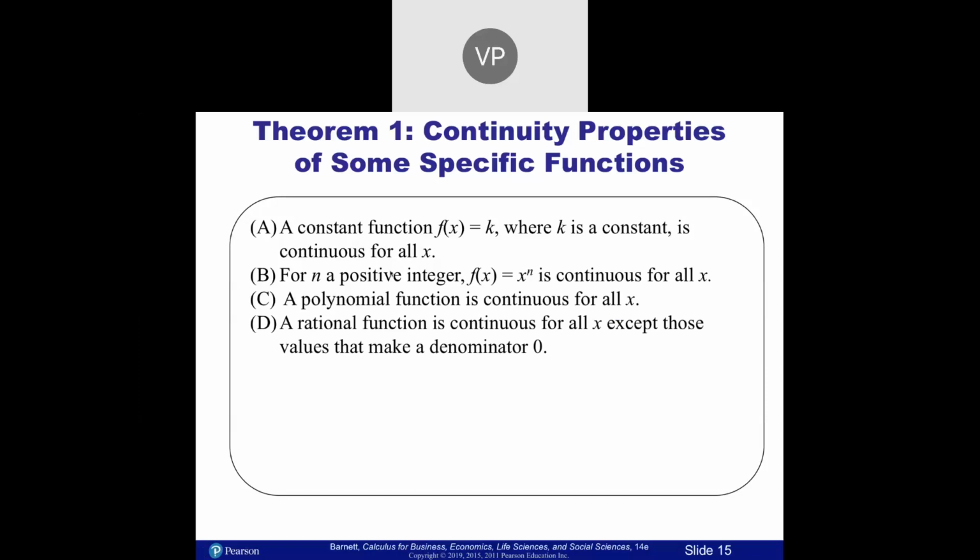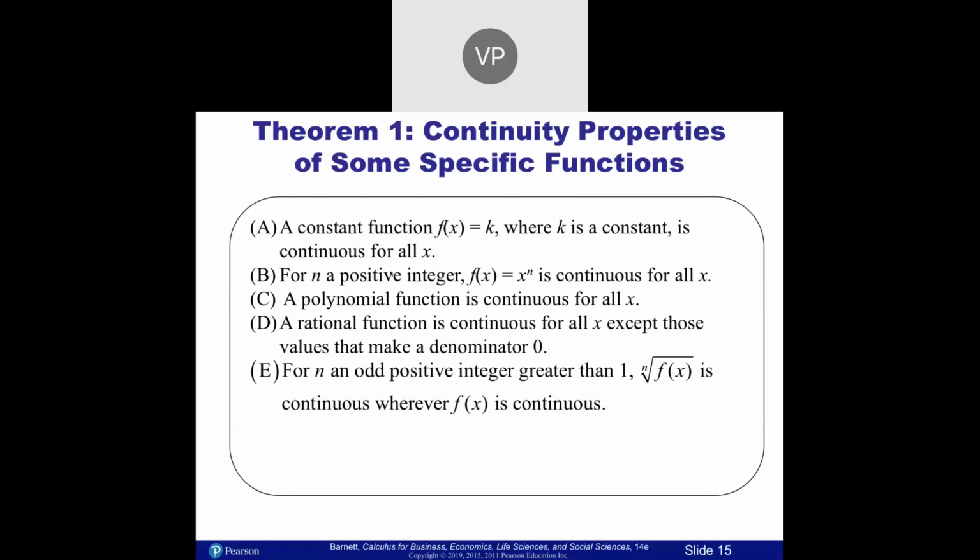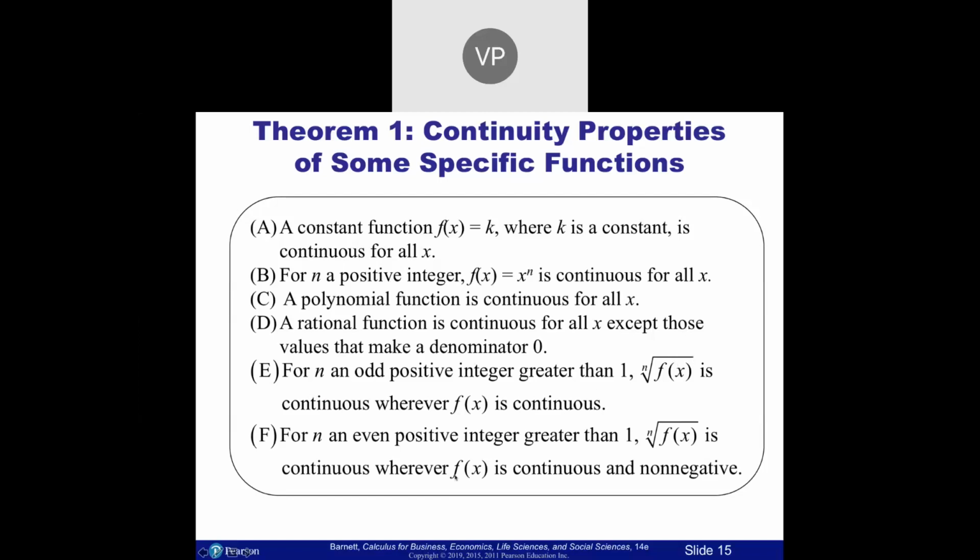A rational function is going to be continuous everywhere except for the places that make the bottom 0. Then you start getting these roots here, and they're pretty much going to be continuous wherever the function is continuous. What that's saying is wherever the inside is continuous, the entire root is going to be as well. So if you have a square root, a cube root, any of that. And if it's an even root, of course, it doesn't work when the inside is negative. So that's why they're saying it's continuous when it's non-negative.